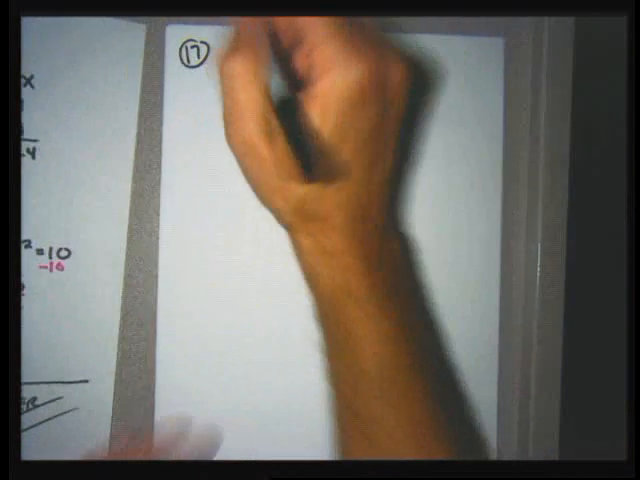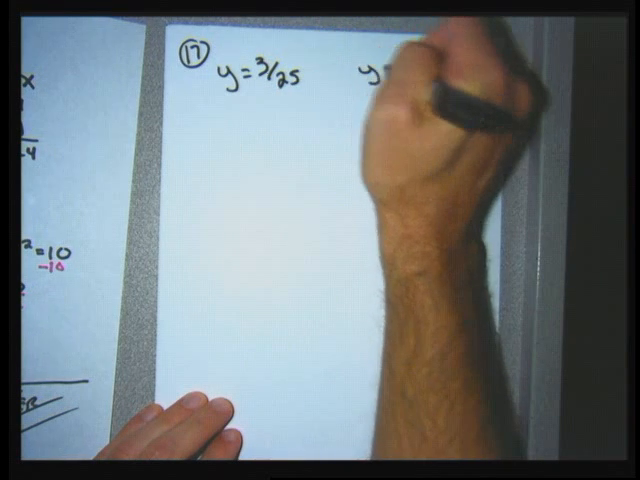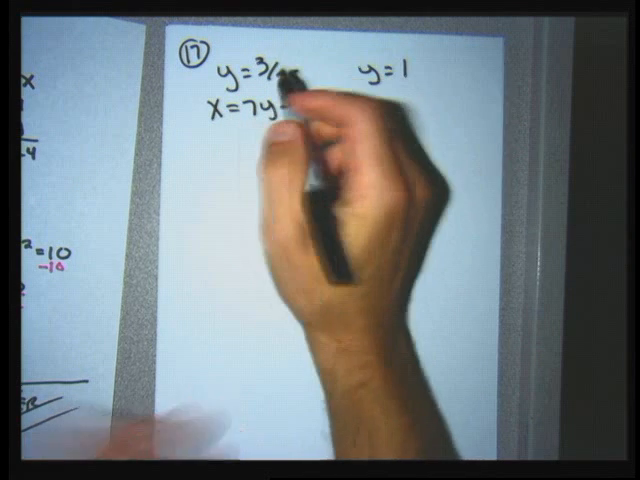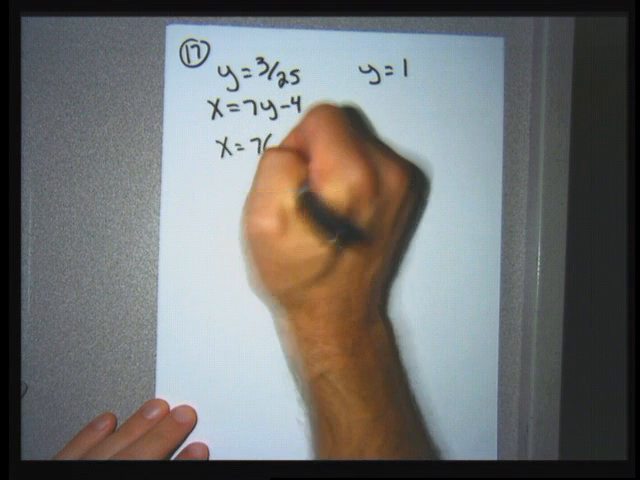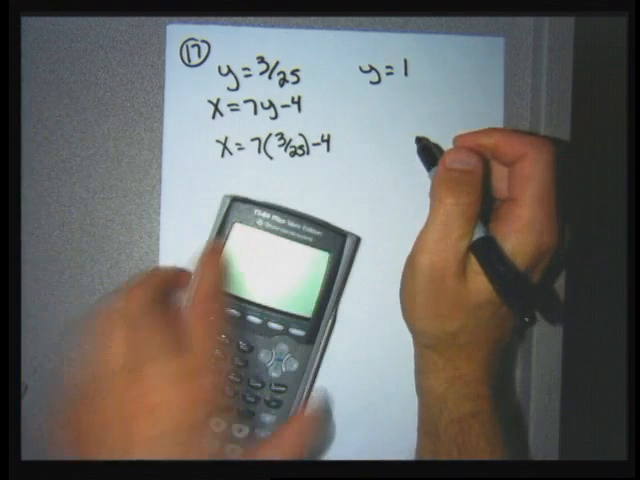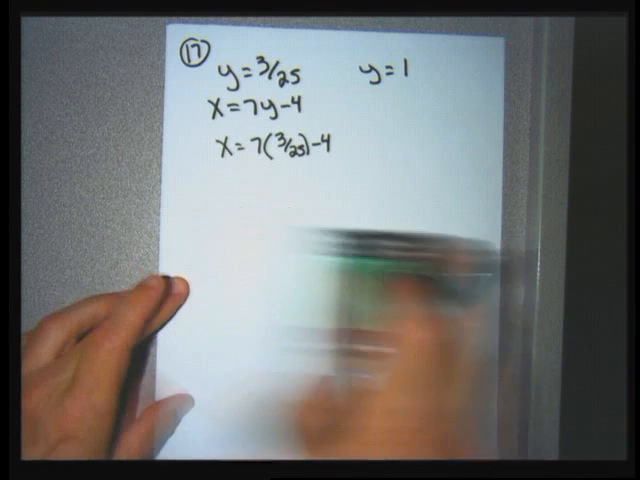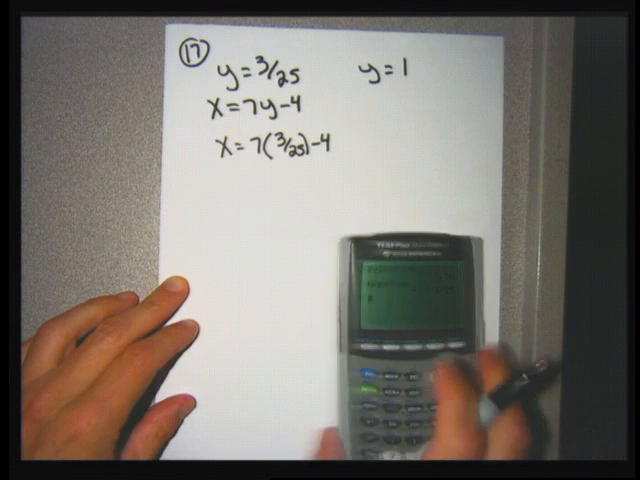I'm going to use my two y's, which were 3 over 25 and 1. And I'm going to use the equation that I came up with, x equals 7y minus 4, and get my answers for x. So for the first one, I'm going to get x equals 7 times 3 over 25 minus 4. Break out my calculator to do that, but I can do it by hand if I wanted to. Easier on my calculator, so I'll use my calculator to do 7 times 3 divided by 25 minus 4, and then math, enter, enter. I get negative 79 over 25 when I do that.